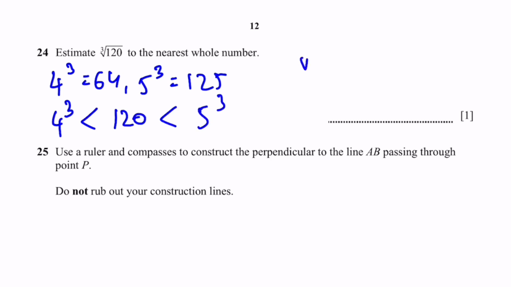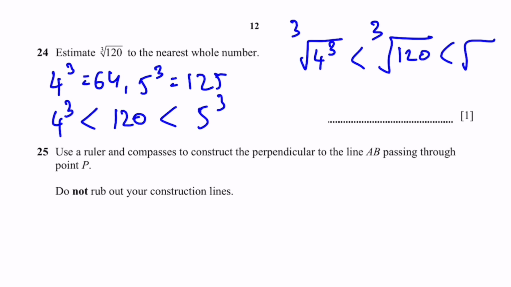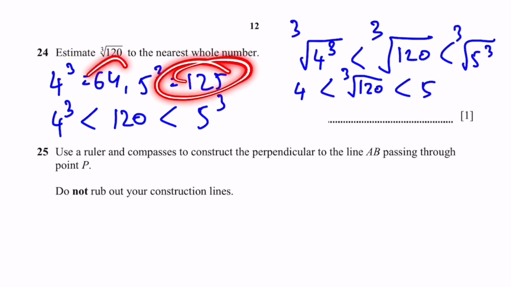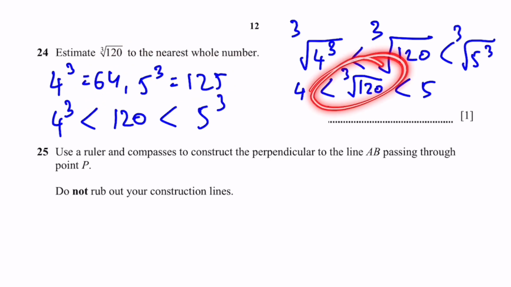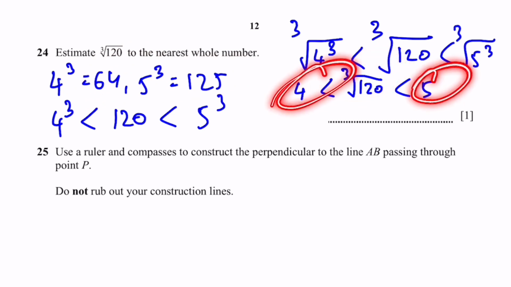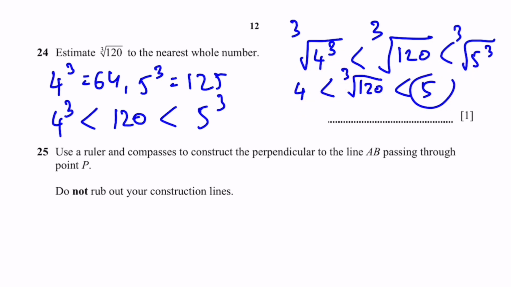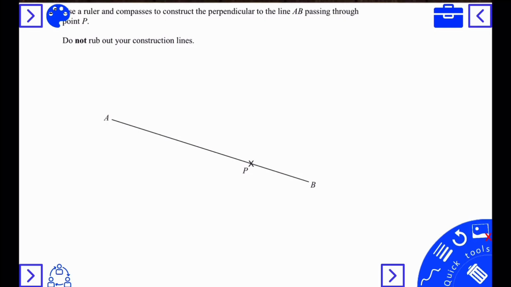And that means the cube root of 4 cubed is less than cube root of 120, and that's less than the cube root of 5 cubed. That means 4 is less than cube root of 120, that's less than 5. Now it is closer to 125 than 64. And that means that the cube root of this is closer to 5 than 4, which means the answer is 5.